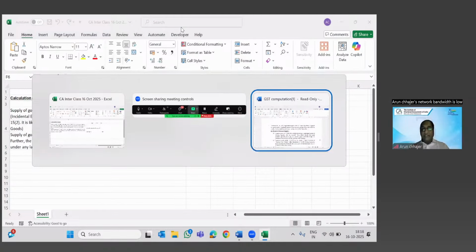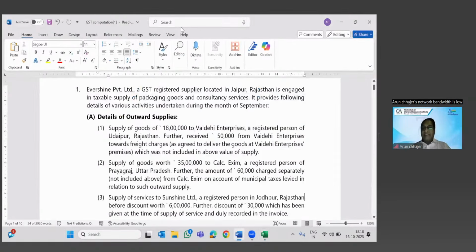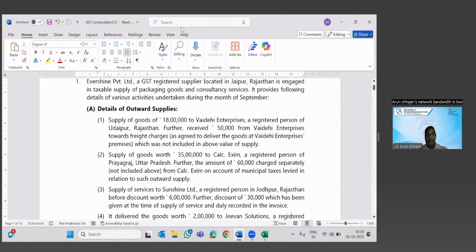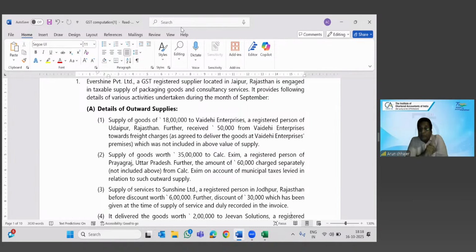Supply of the services to the Sunshine registered person in Jodhpur before discount worth rupees 6 lakh. Further, the discount of rupees 30,000 which has been given at the time of the supply and duly recorded in the invoice. What should be the treatment of the discount? I'm just coming in 1 minute. Please give the answer in the chat.